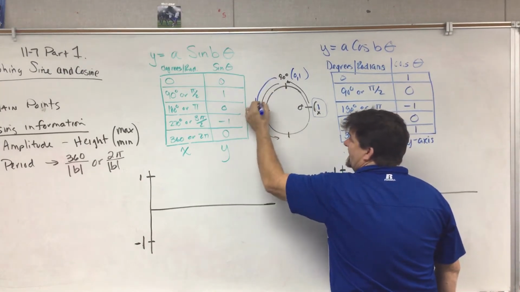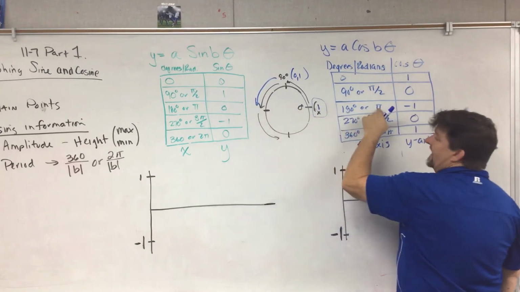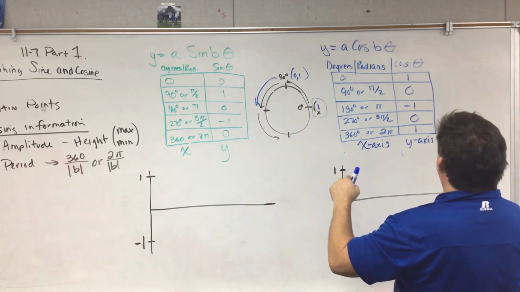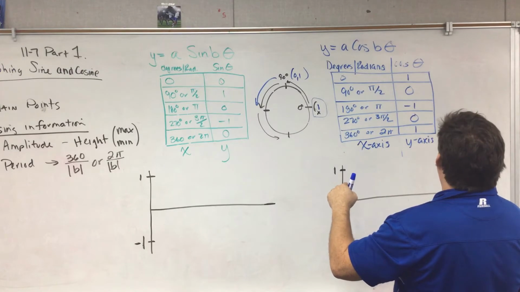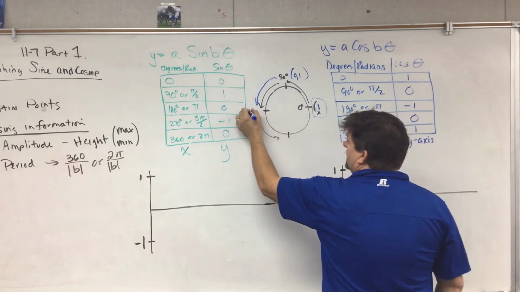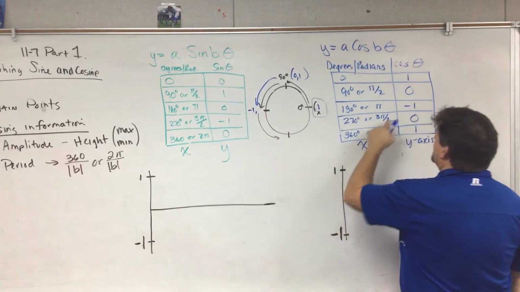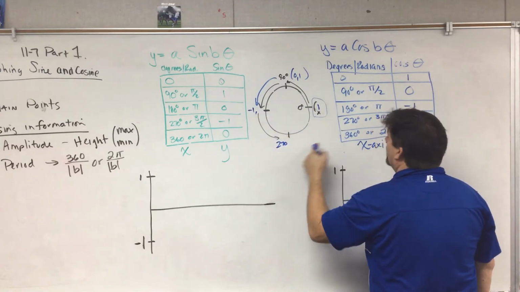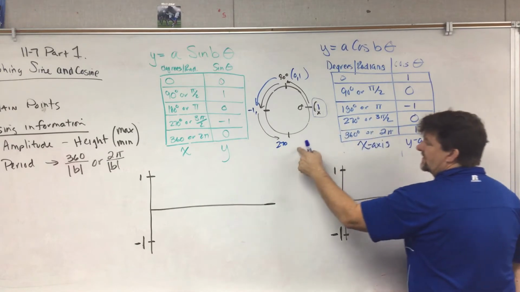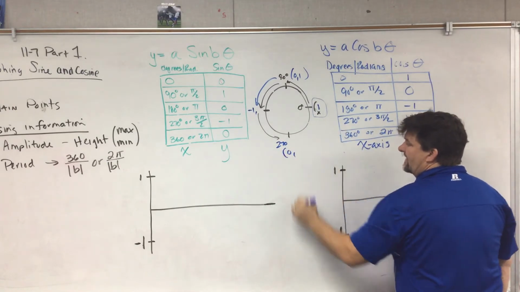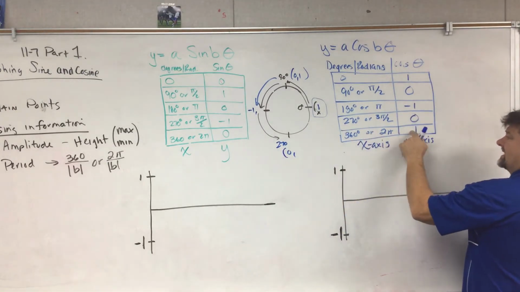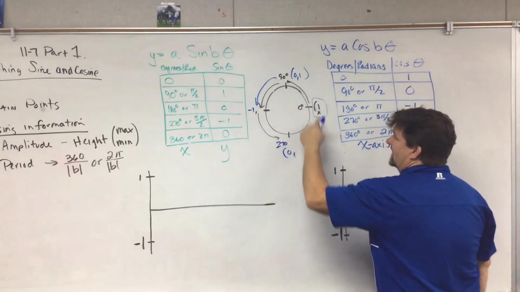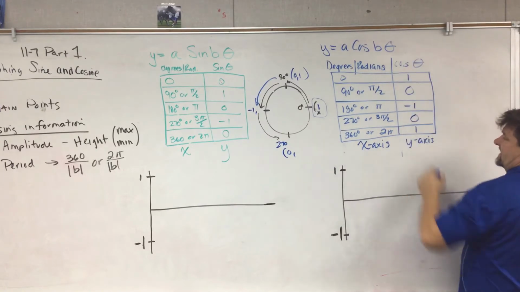If I go to 180 or pi, the point is -1, 0. Oh yeah, it's -1. And then if I go down to 270 or 3 pi over 2, if I look at my cosine, my x value is 0. And if I go all the way back to 2 pi or 360, I'm back at 1 again. So it completes one cycle for cosine of theta.